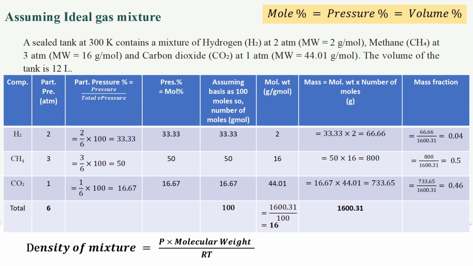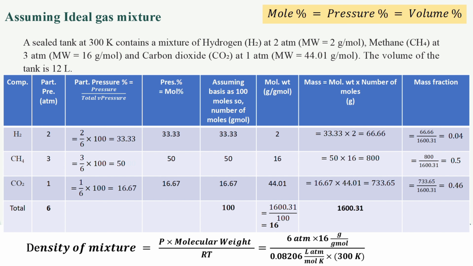In the question paper itself, they have given what R to be used. As we already discussed in the previous video, the R value should be chosen based on the units of the given data. So now the pressure is 6 atmosphere times the average molecular weight. We just calculated the average molecular weight, 16 gram per gram mole. The R value is given in the question itself, 0.08206 liter atmosphere per mole Kelvin.